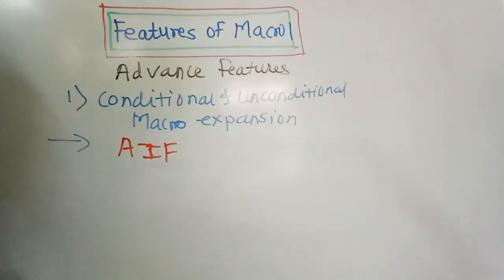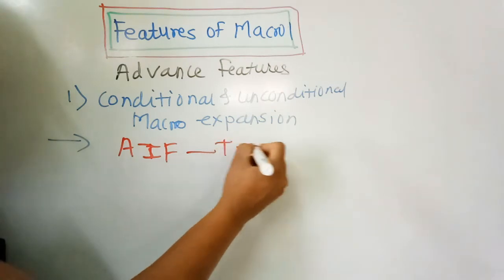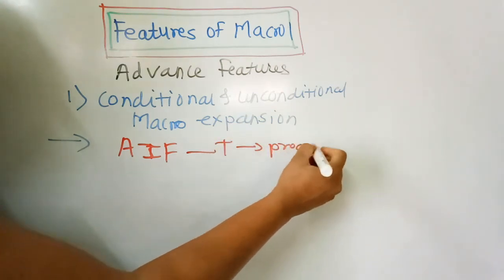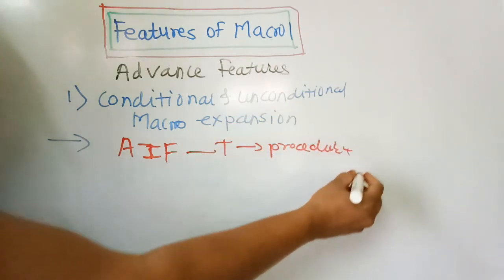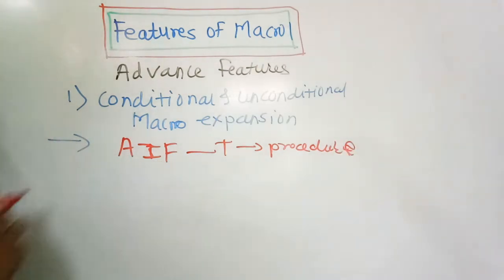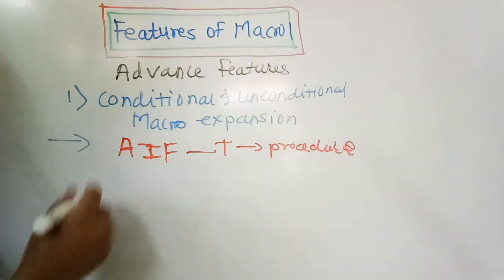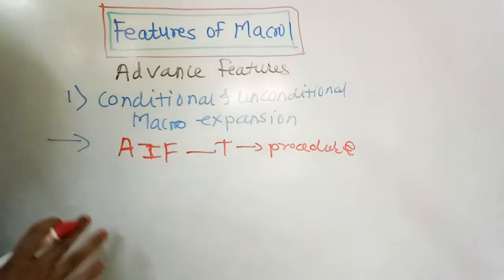What is this? If the expression is true, then execution control is transferred to a specified label. If true, then execute the procedure. Okay, this is the meaning behind AIF. Apply if true. This is the meaning.